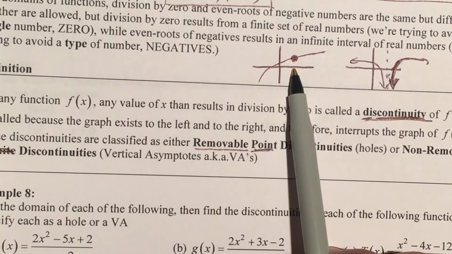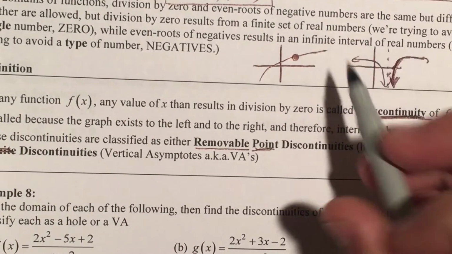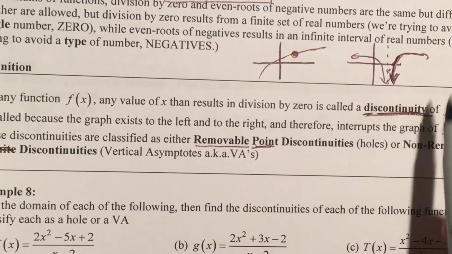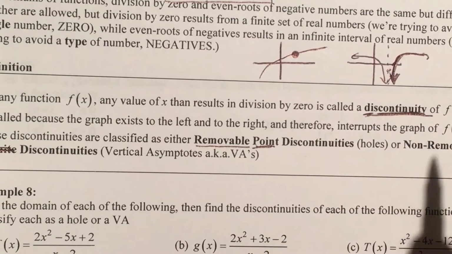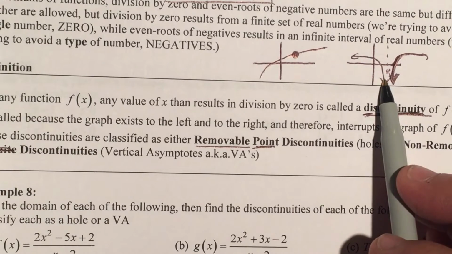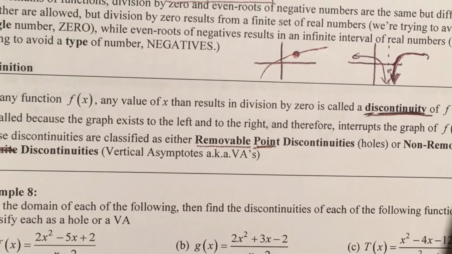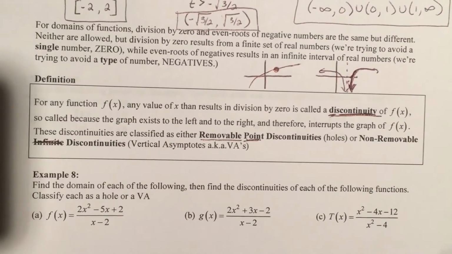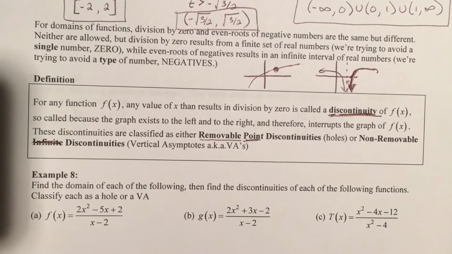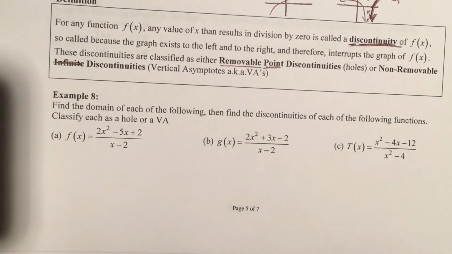So this one would be removable, very small problem, crew comes along, fixes it up. But when you have the Grand Canyon, you're not going to be able to remove it with just a tiny bit of cement with one small thing. So it is called a non-removable discontinuity. Okay, so hopefully that makes sense about which one is which. So let's take a look at example 8 because it's very easy to see, I think, where if you have a hole versus if you have an asymptote, okay?